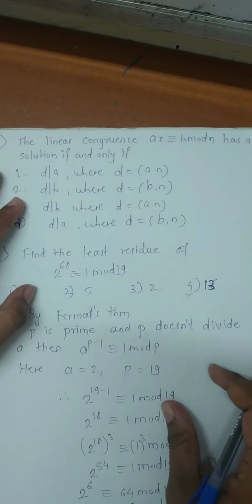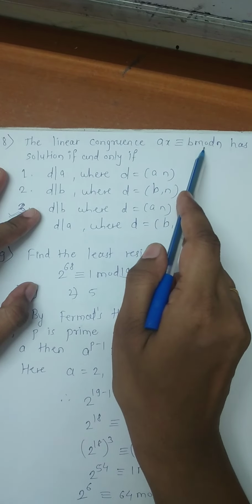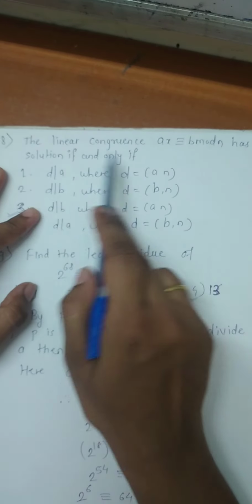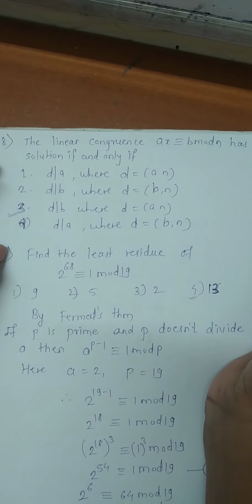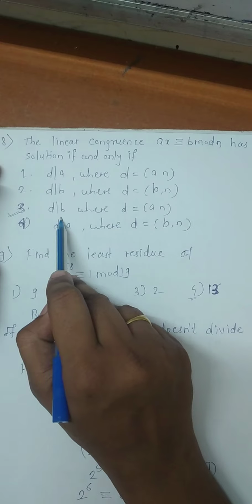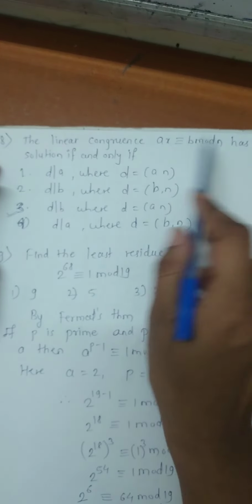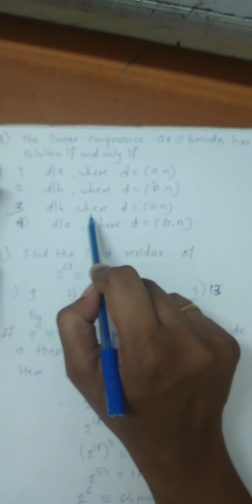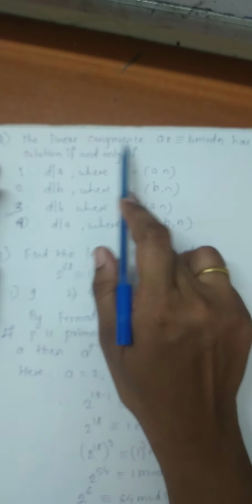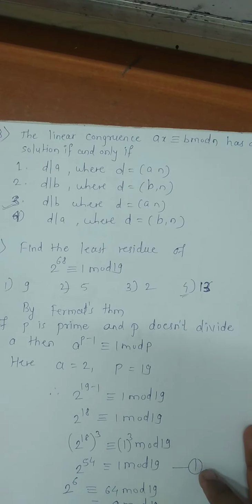Yes. See, next MCQ. The linear congruence Ax is congruent to B mod n has a solution if and only if, if and only if. So we know this is the theorem, when D divides B. Yes, and what is D? D is the GCD of A and n. If D divides B, then we can say that this linear congruence has a solution. Yes. Next question.